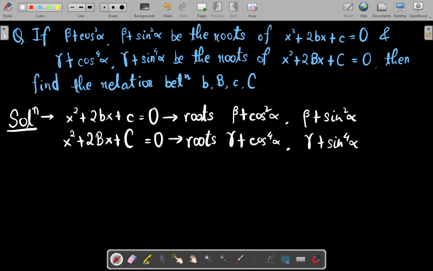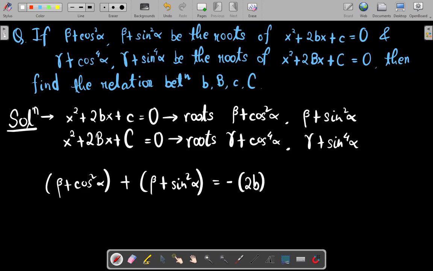So if we try to solve these equations individually, in the first equation, if we do the sum of roots, beta plus cos square alpha plus beta plus sine square alpha is equal to the negative of the coefficient of x upon the coefficient of x square, so this will be equal to minus 2b upon 1. If we simplify here, on opening the bracket, this will give us 2 beta, and cos square alpha plus sine square alpha will give us 1. So this becomes 2 beta plus 1 is equal to minus 2b.